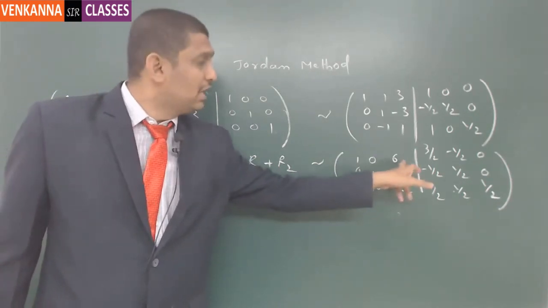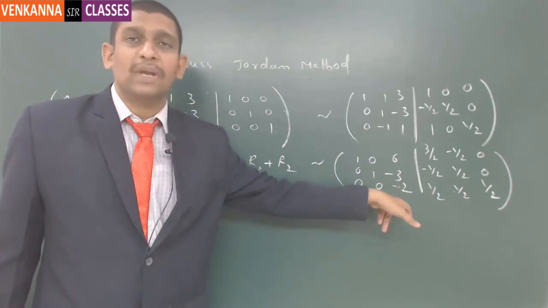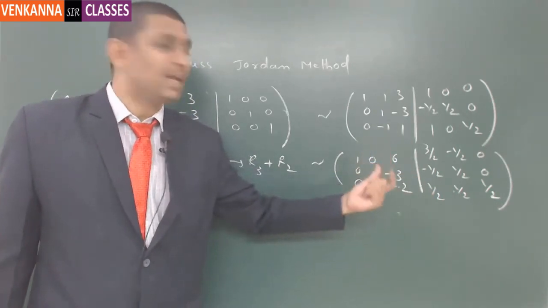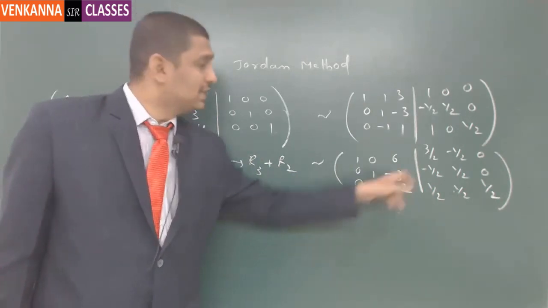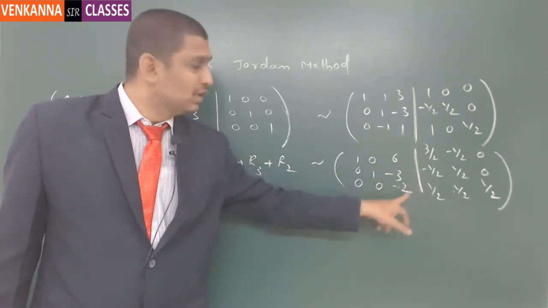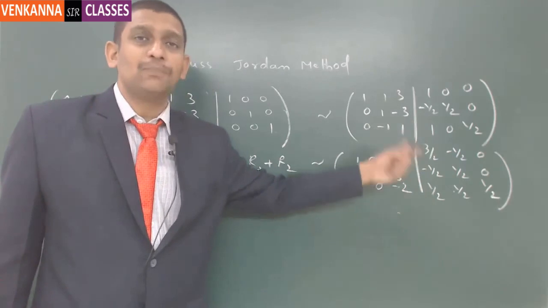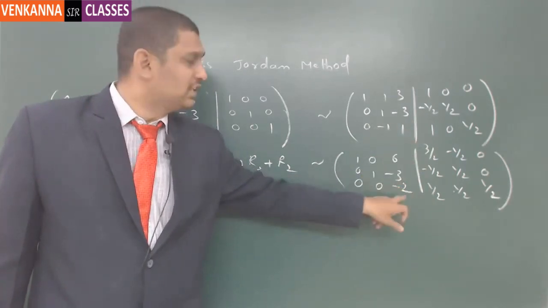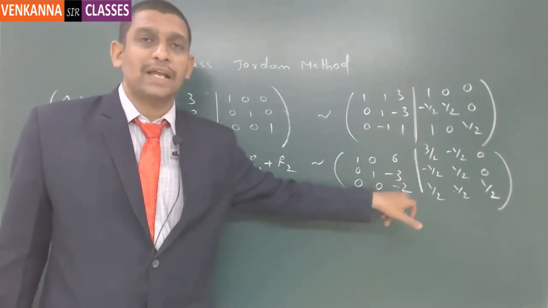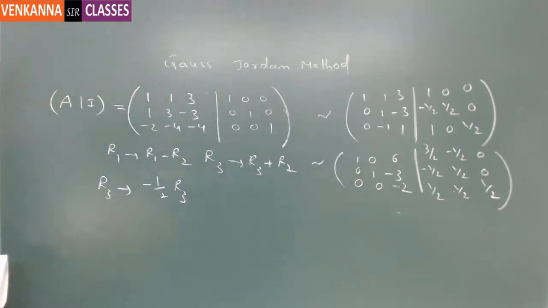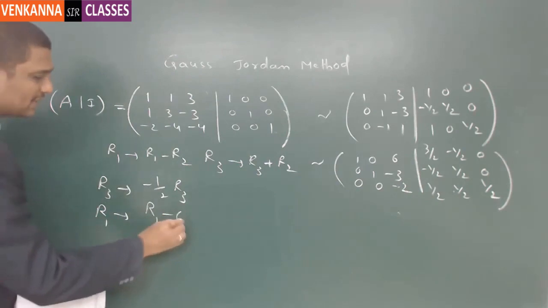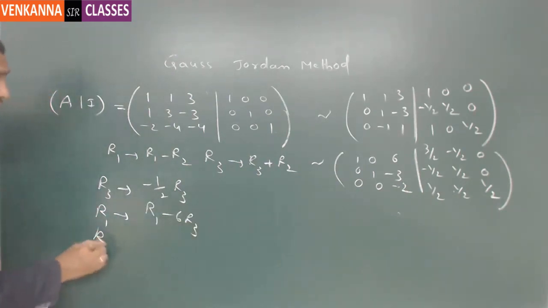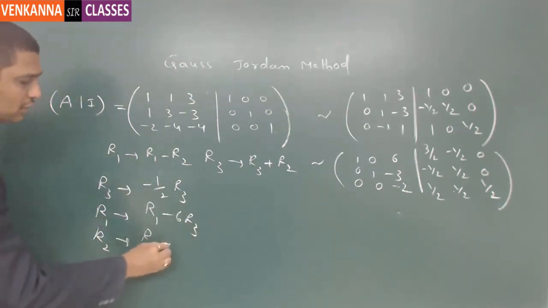So that I need to make these two values as 0, because my intention is I want to make the given matrix A to be identity matrix. So for this, these two values must be 1. Obviously, this must be 1 because I need to get the identity matrix. So later I will perform R1 tends to R1 minus 6 R3 and R2 tends to R2 plus 3 R3.